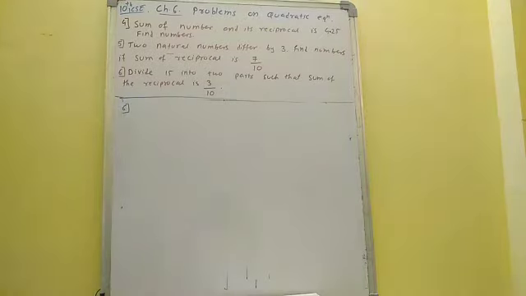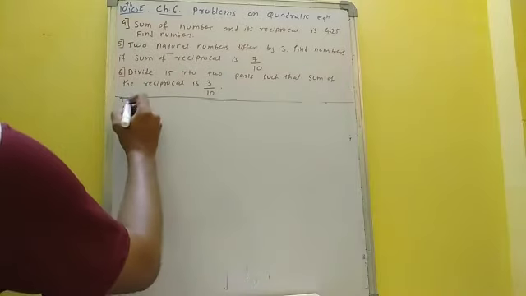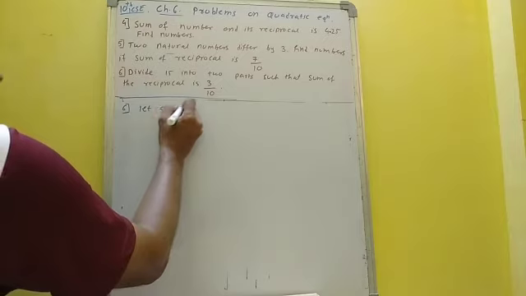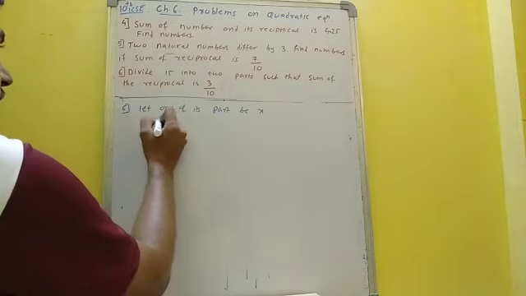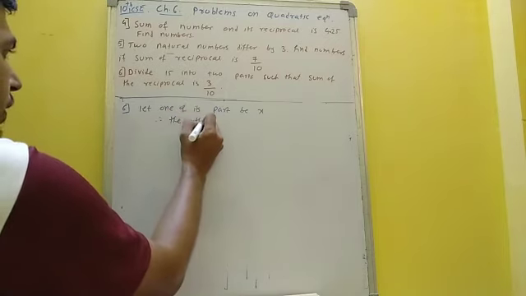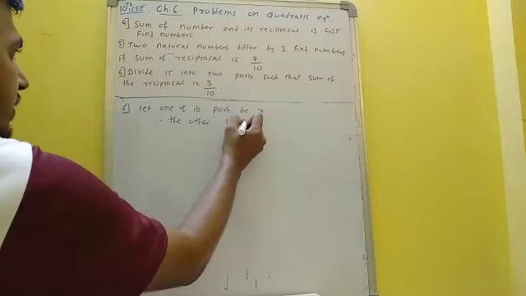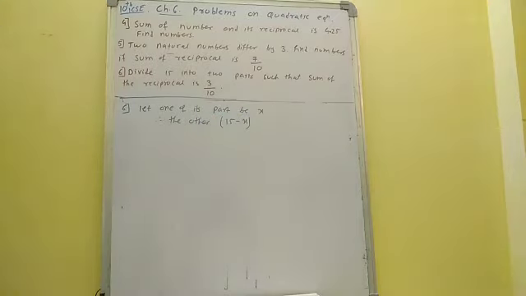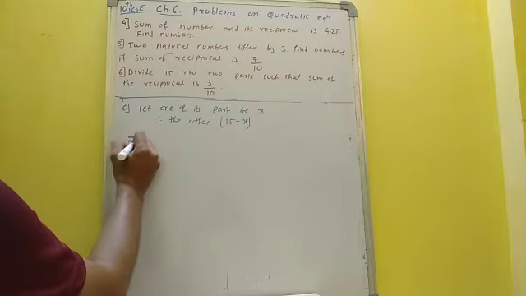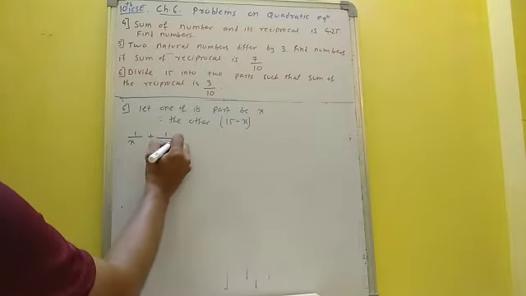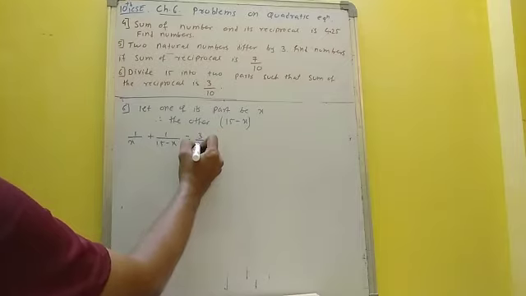Now the sixth question. Divide 15 into two parts such that the sum of their reciprocals is 3 upon 10. Let one of its parts be x. Therefore the other will be 15 minus x. Two parts: one is x and the other is 15 minus x. So the sum of their reciprocals: 1 upon x plus 1 upon 15 minus x is equal to 3 upon 10.